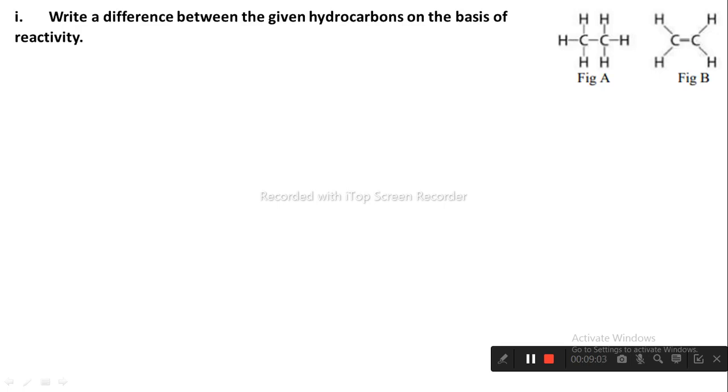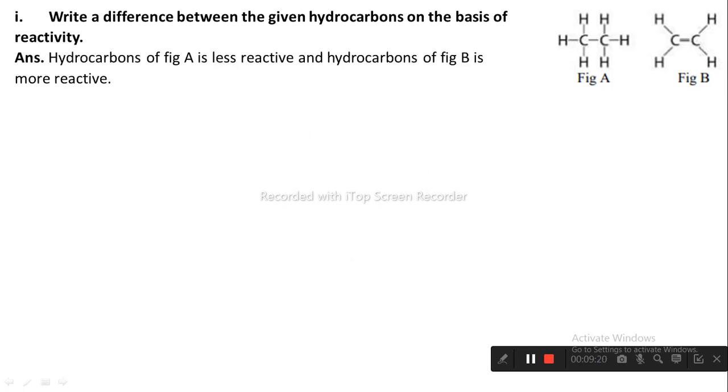Write a difference between the given hydrocarbons on the basis of reactivity. So figure A shows the saturated hydrocarbon, alkane, whereas figure B shows the unsaturated hydrocarbon, that is alkene. So the hydrocarbon of figure A is less reactive, and the hydrocarbon of figure B is more reactive. As in figure B, the carbon-carbon atoms are connected with a double covalent bond, which is weaker as compared to a single bond.